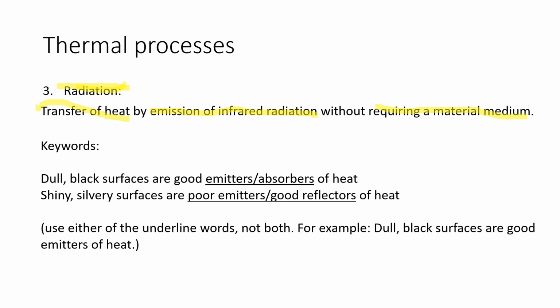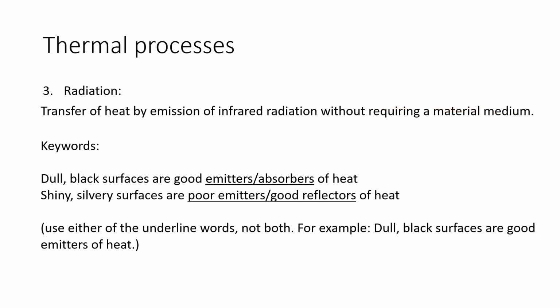Some keywords to know are that dull black surfaces are good emitters or absorbers of heat. Depending on the question, you only use the applicable one. Shiny silvery surfaces are poor emitters or good reflectors of heat, again depending on the question. So write all the underlined, highlighted items, and when you're done, I'll move on.